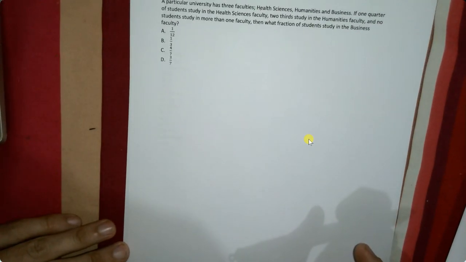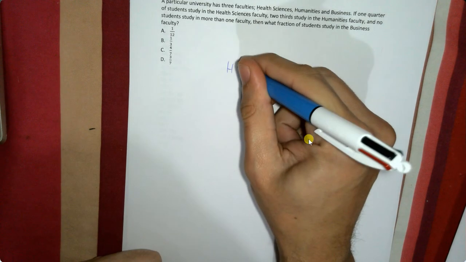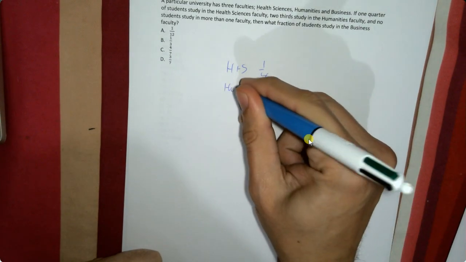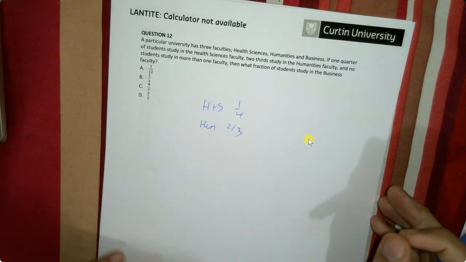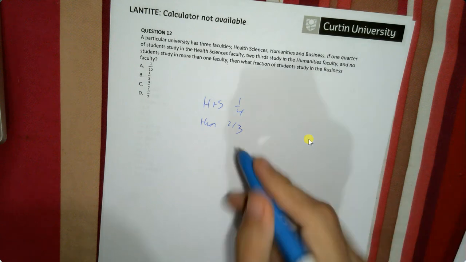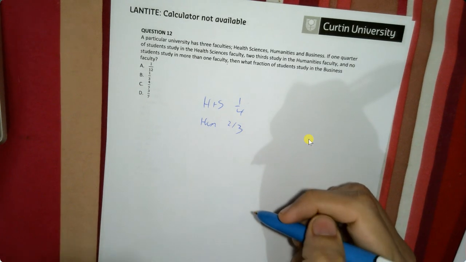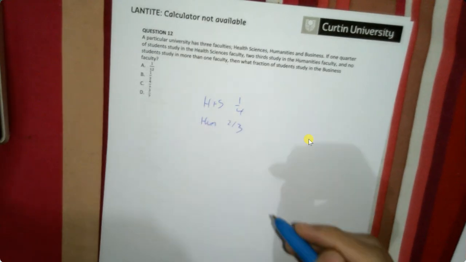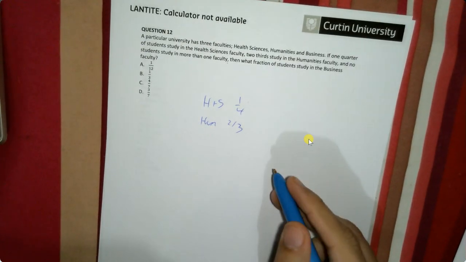And question 12. The university has 3 faculties. If 1/4 of students study in health and science, H and S is 1/4, 2/3 study in humanities, and no students study more than one faculty, then how many are in business? So I've just got to add these two. A couple of different ways you can do it. If you know your fractions, you'll be able to solve it very easily, but either way, you just got to get it in like terms.